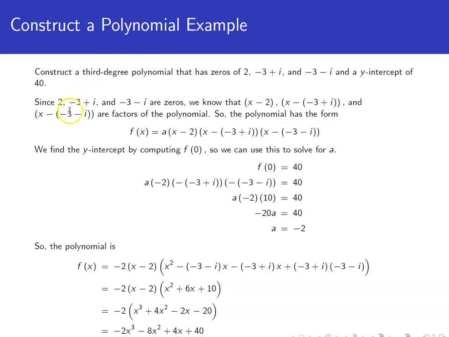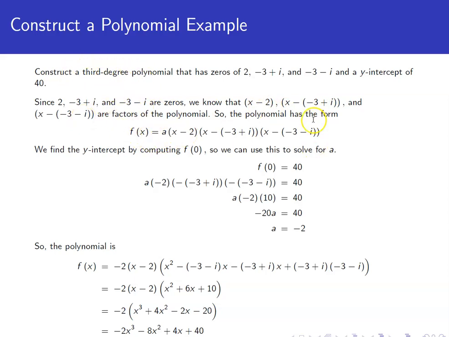Alright, so we know that 2, -3 plus i, and -3 minus i are zeros. So zeros match up with factors. Since 2 is a zero, x minus 2 is a factor. Since -3 plus i is a zero, x minus (-3 plus i) is a factor. And likewise, since -3 minus i is a zero, x minus (-3 minus i) is also a factor. If I multiply those three factors together, I'm going to get a third-degree polynomial.